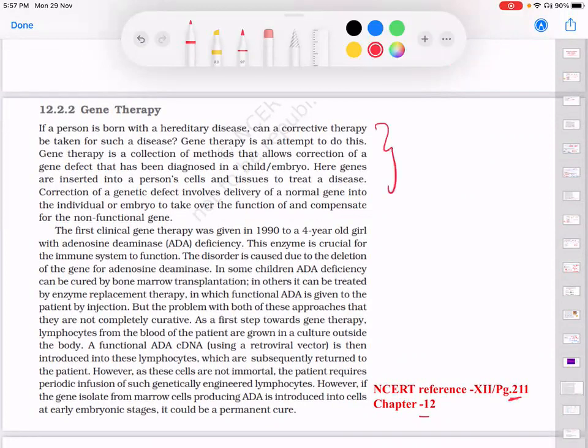The first paragraph gives you the basic details of what gene therapy is, and this information is very important. The first gene therapy, when was it done, to whom was it done? There is something called SCID, severe combined immunodeficiency disease, which is due to the deficiency of the enzyme adenosine deaminase. So this was the first case which was treated using gene therapy.